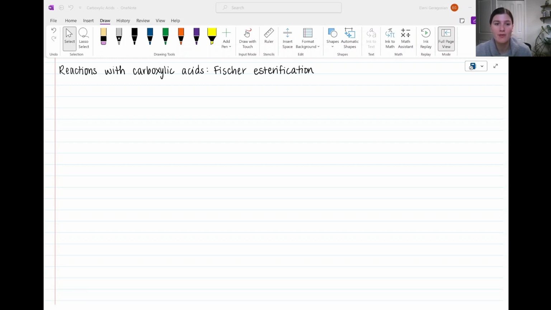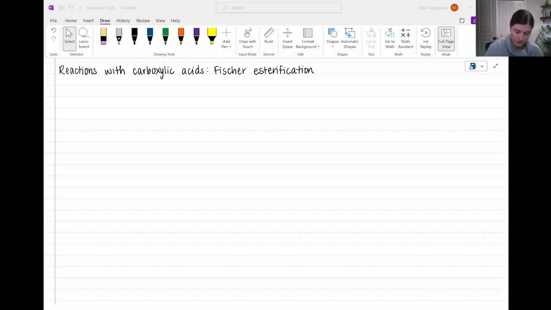In this video, we'll cover our first reactions with a carboxylic acid. So a carboxylic acid will be one of the reagents. And in this video, we'll talk about Fischer esterification. Fischer is just the name of the chemist that discovered and used this type of reaction. And esterification means that we are going to take a carboxylic acid and produce an ester. So we'll get a slightly different functional group in the product.